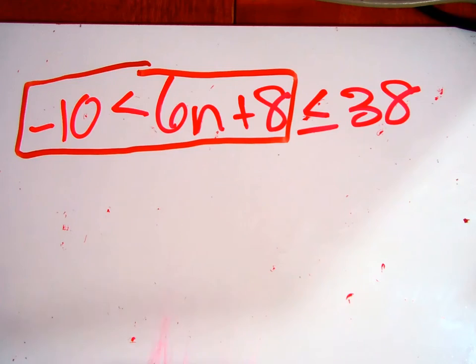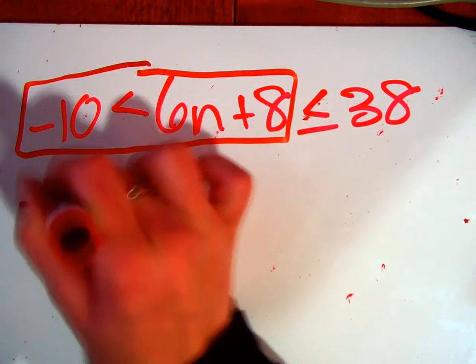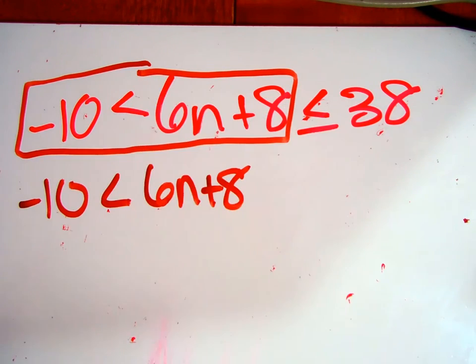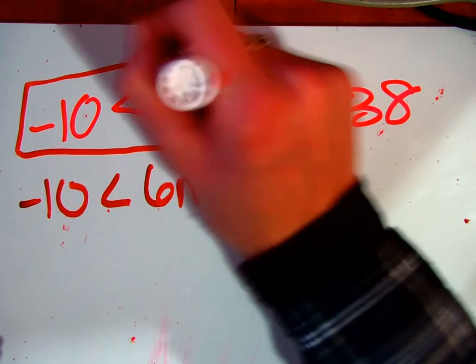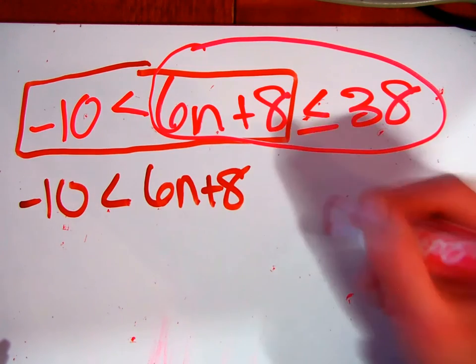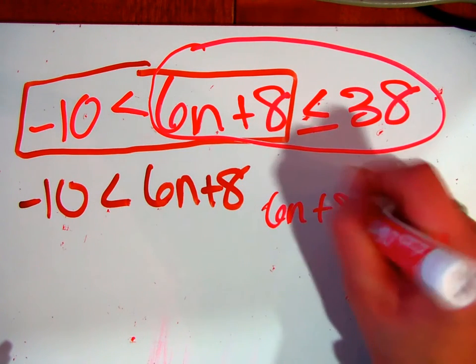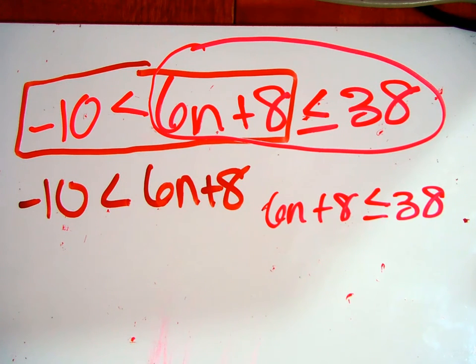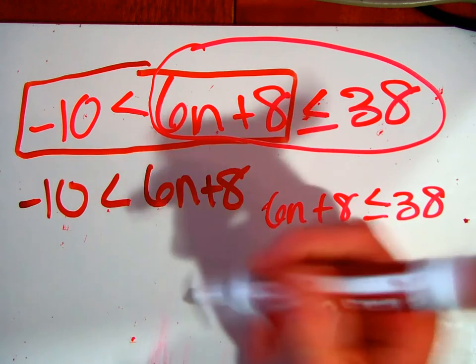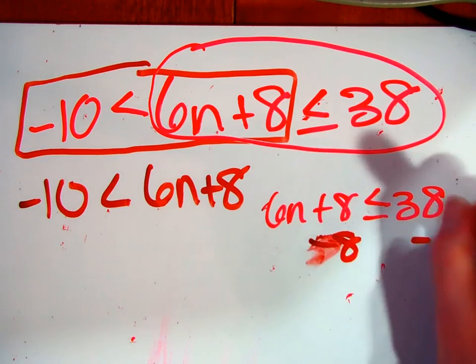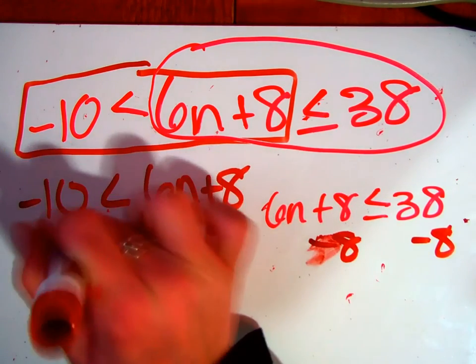So here's our first inequality. I'm going to write it over here on the side. Negative 10 symbol, 6n plus 8. And to get our second inequality, we're just going to reuse the stuff in the middle, and then everything over on the right side. So I'll have 6n plus 8 is less than or equal to 38. Well, the nice thing about this one is because we have the same chunk in both, we can do both at the same time. So I'm going to subtract 8 from both sides. May as well just get both done in one go.